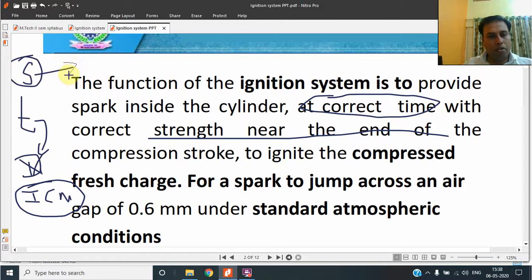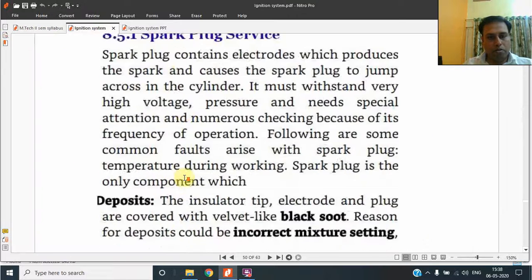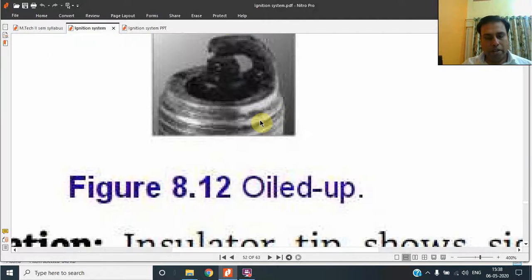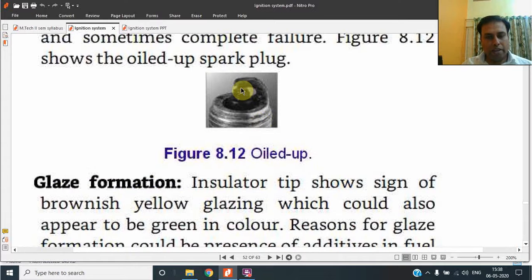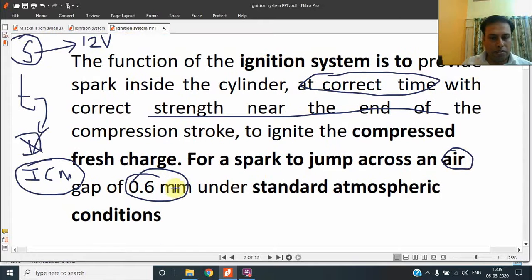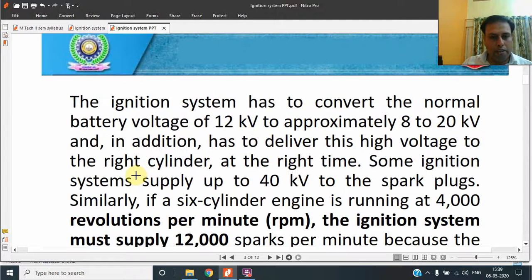The strength required is very high, because we have to convert the very low voltage of the battery into very high voltage for a spark to jump across an air gap of zero point six mm, because we know that the gap of the spark plug is very low. You can see from the figure also that this gap is very low. The air inside has a dielectric strength that is to be crossed, and when the dielectric strength is crossed, then only a spark will be generated. So that much high voltage is required.